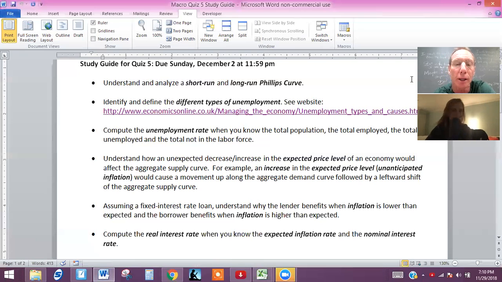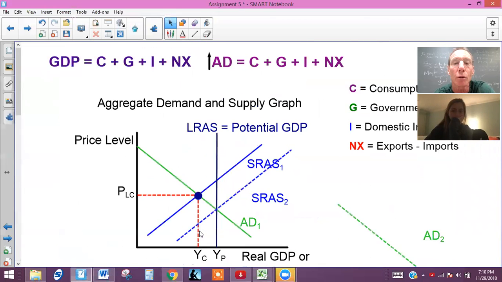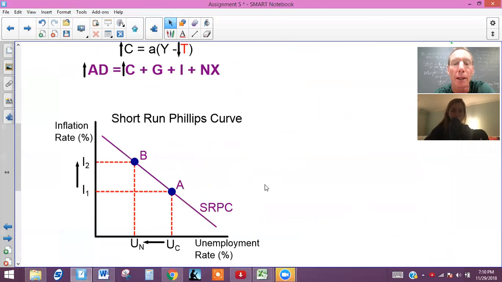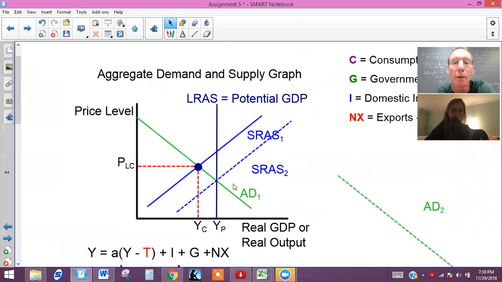because if you look at the supply curve right here, if the price levels are going to drop, and they think they're going to drop, then you're going to see a movement along the line here, and then you'll see a shift in the aggregate supply to the right.